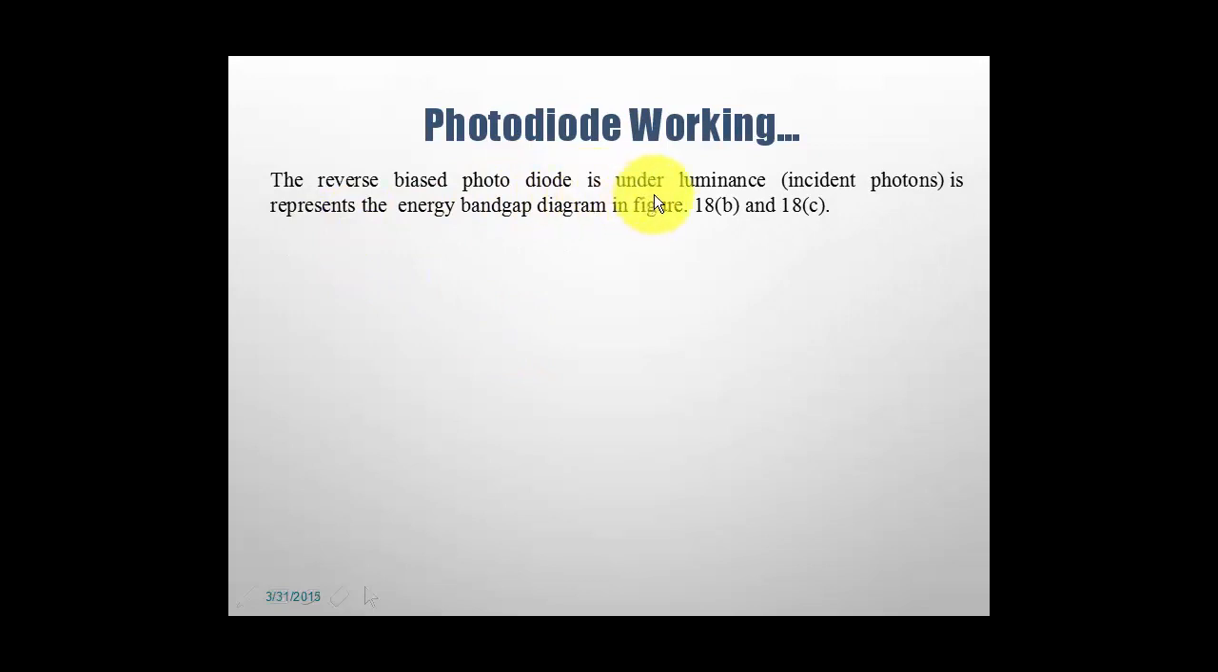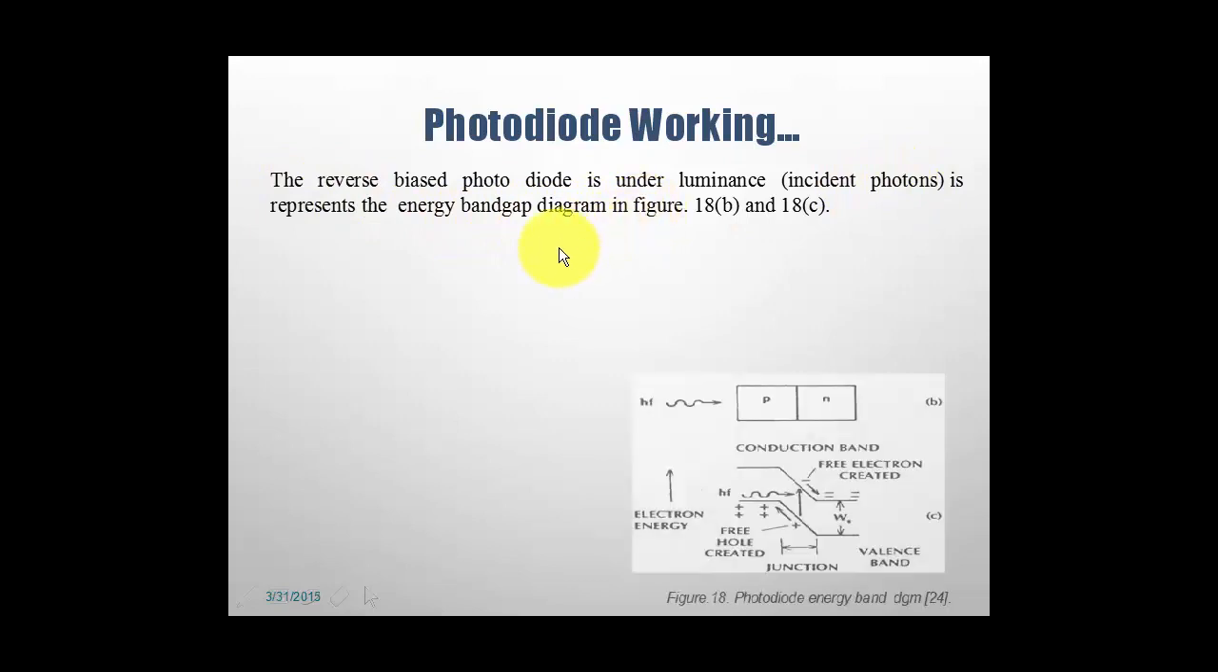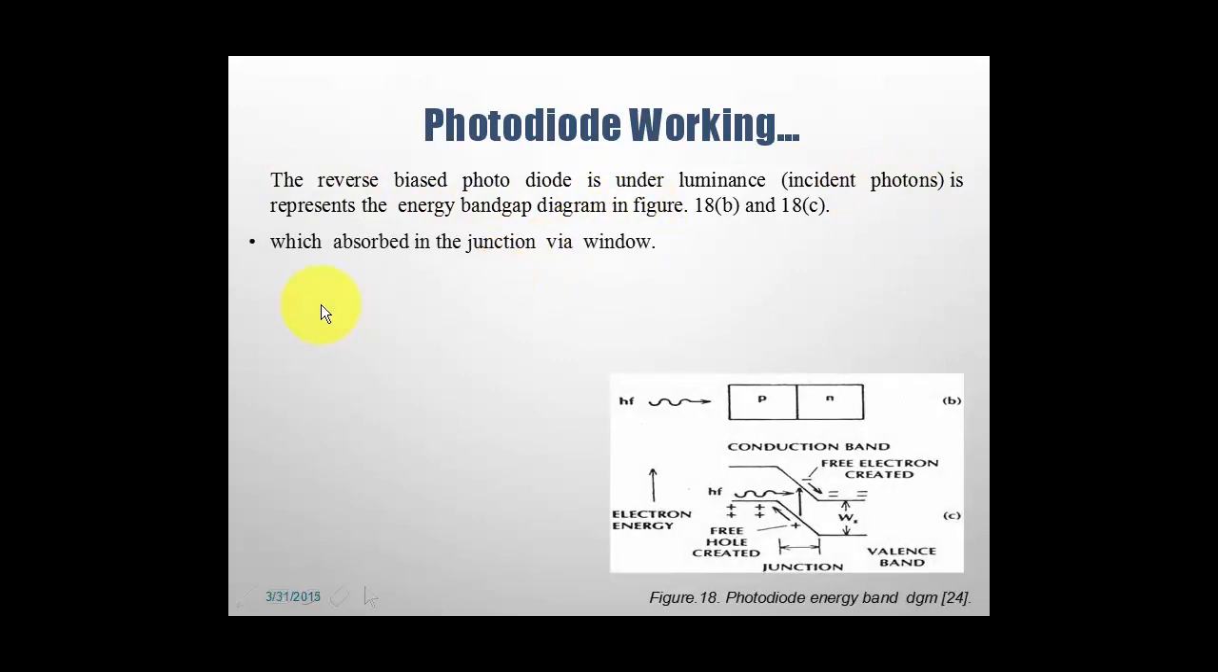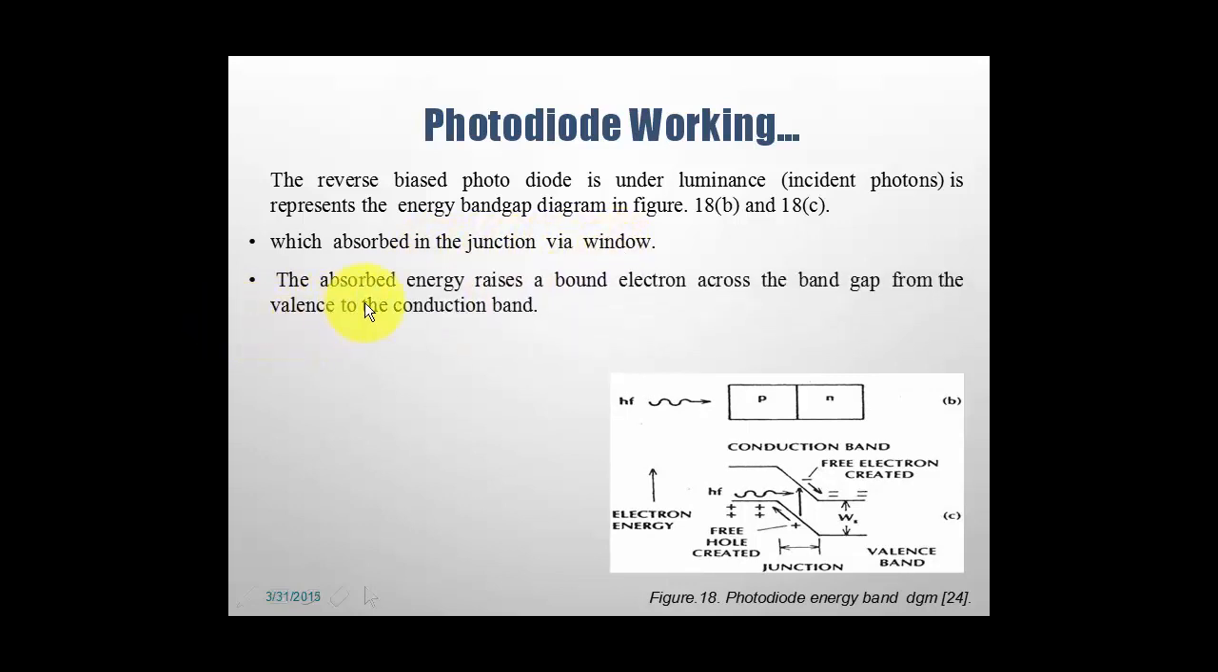The reverse biased photodiode under illumination is represented by the energy band gap diagram in the figure, which absorbs light in the junction via a window. The absorbed energy raises a bound electron across the band gap from the valence to the conduction band. This one is the energy band gap diagram. This one is the energy band difference, p-type material. This one is the n-type material. This one is the depletion layer from here until here.